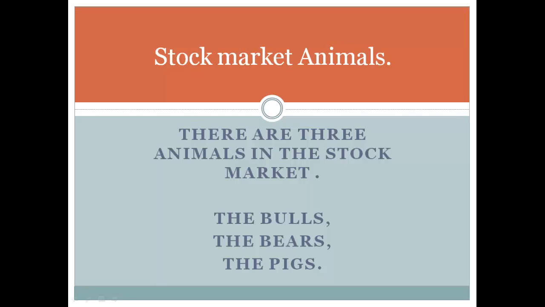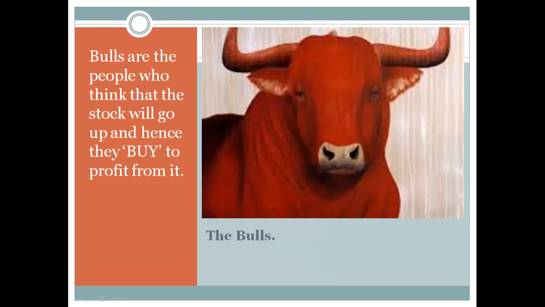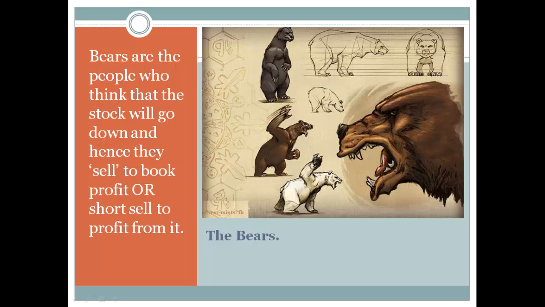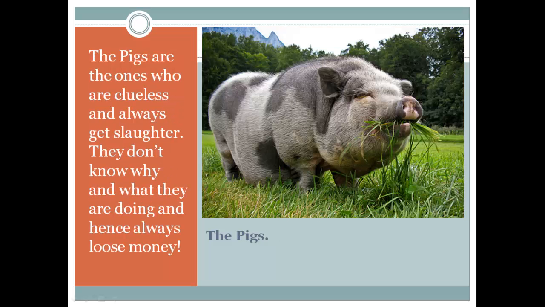Now let me quickly explain to you very basic lingos about the stock market. There are three animals in the stock market, and they are called the bulls and the bears and the pigs. So let us understand that. Bulls are the people who think that the stock market will go up and hence they buy to profit from it. Bears are people who think that the stock market will go down and hence they sell to book profit or to short sell to profit from it. The pigs are the ones who are clueless and always get slaughtered. They don't know why and what they are doing and hence always lose money.